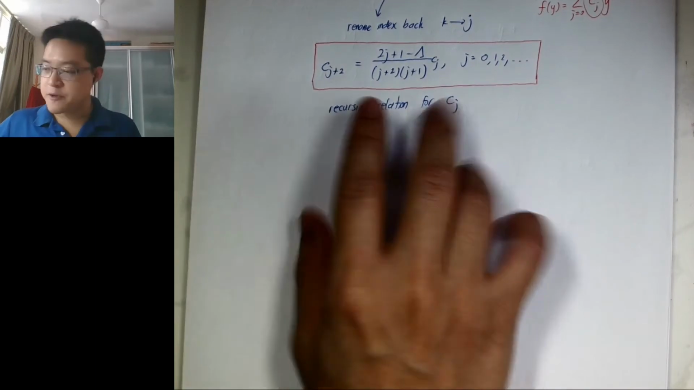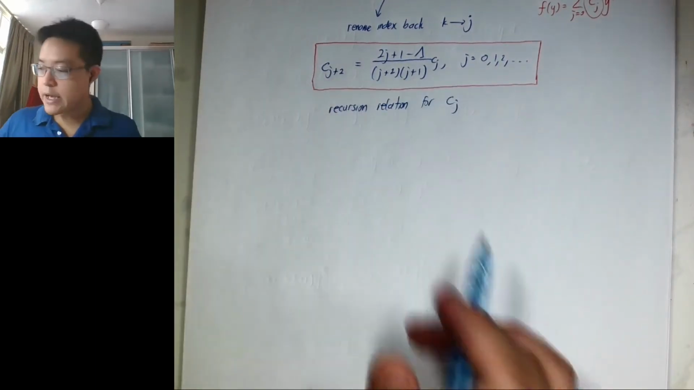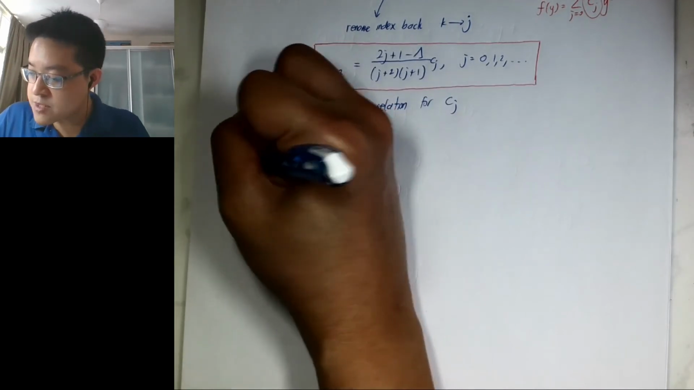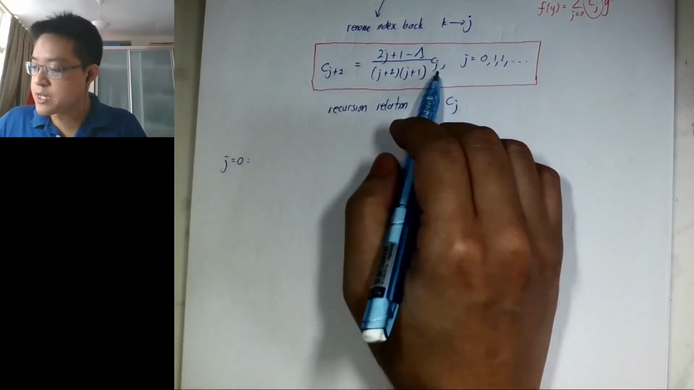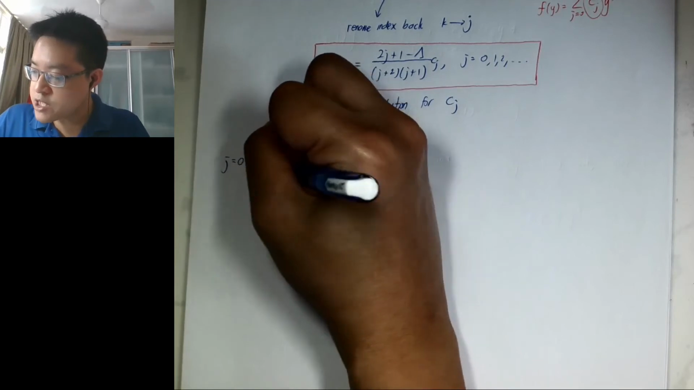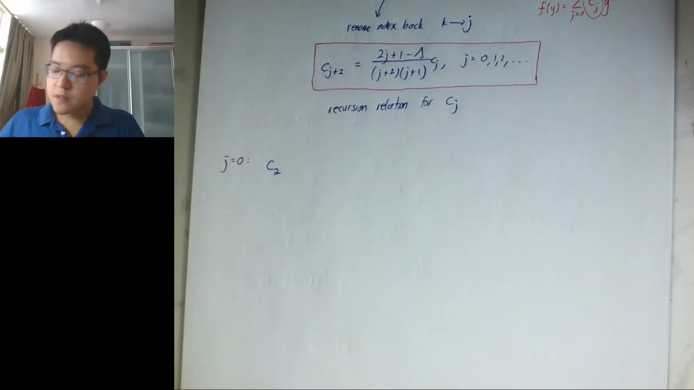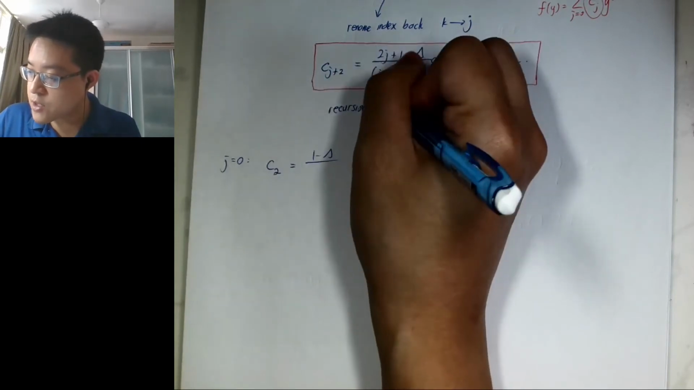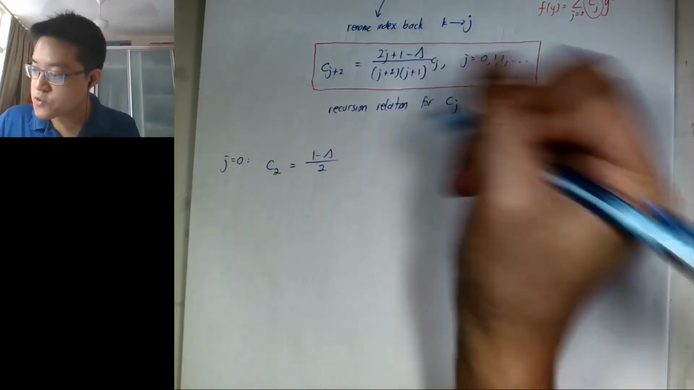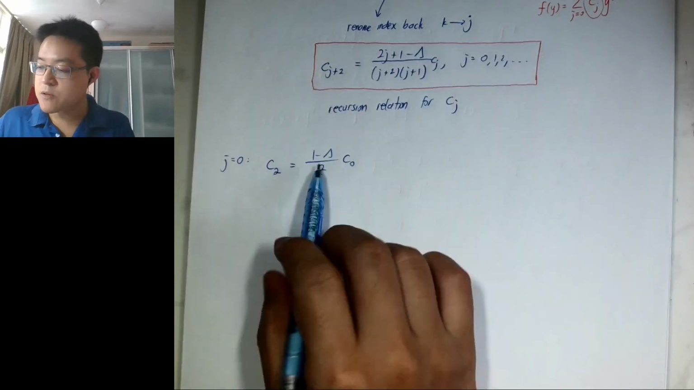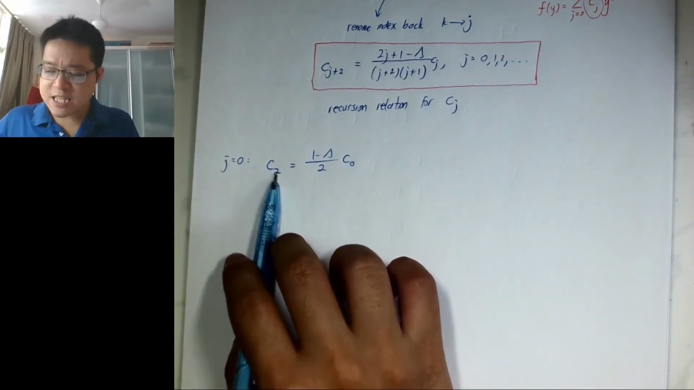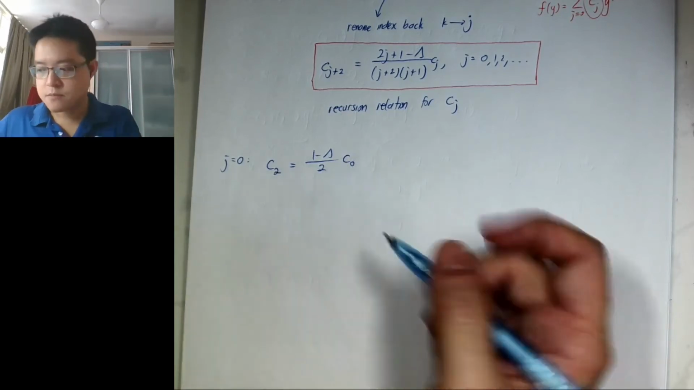But let's take a look at a few of the terms over here. Okay, so let us plug in a few j. If I put in j equals 0, what do I get? This will give me c2, right? And then if I put in j equals 0, it's just 1 minus lambda, and then I got 2 times 1, so it's 2, and then c0. So we do not have a formula for c2 alone, but it's expressed in terms of c0.